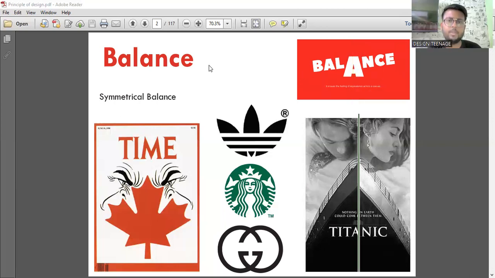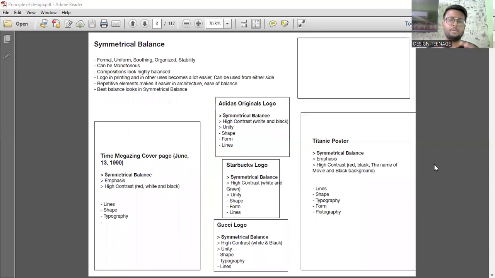So let's move ahead with the examples of how this symmetrical balance is being implemented in several aspects, in terms of structure, in terms of our nature, and several other things similar to that. Okay. So I will go below and let's talk about some of the theoretical aspects. Symmetrical balance. So what is symmetrical balance? It's formal, uniform, soothing, organized, and stability is present. Can be monotonous. Compositions look highly balanced. Logo in printing and in other uses becomes a lot easier. Can be used from either side. Repetitive elements make it easier in architecture, ease of balance.